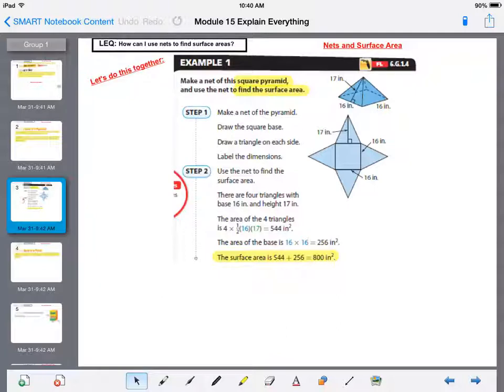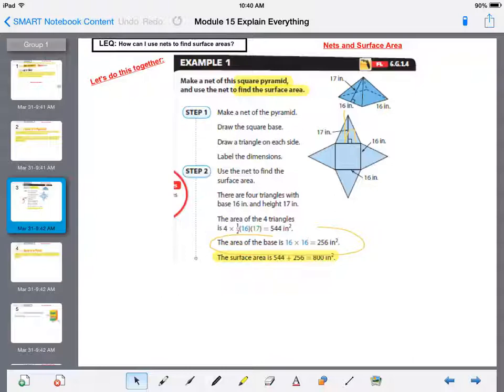This square pyramid, if we wanted to find the surface area, we would have to first find the area of the base. The base is a quadrilateral, so area equals base times height, which would be 16 times 16, and so the area of the base is 256 inches squared. But then we would have to find the area of each face, and the faces are triangles, of which the base is 16 and the height is 17 inches, and we can easily see that with the H right here.